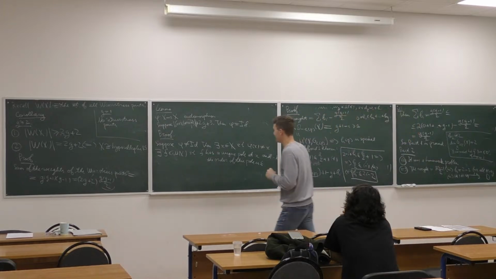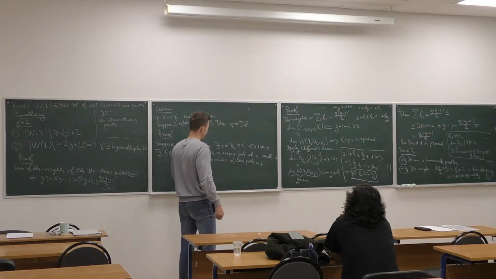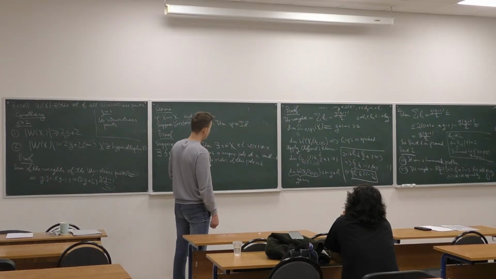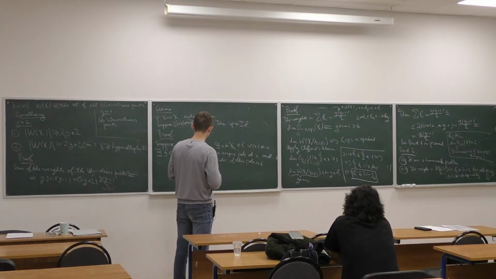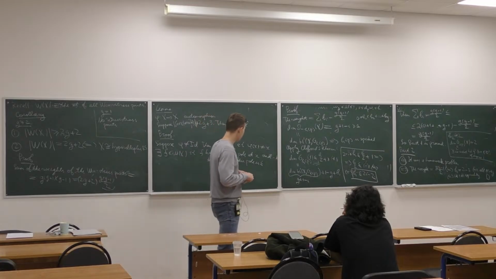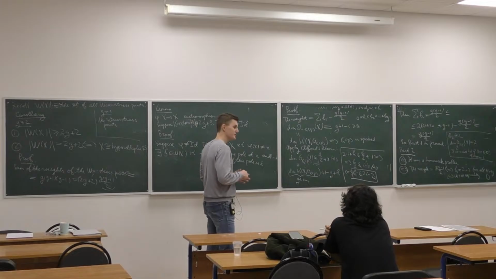What can we say about any point? If you have an arbitrary point, then, we already used this argument several times, for any point there exists a meromorphic function with a unique pole at this point, and the order of this pole is not high.